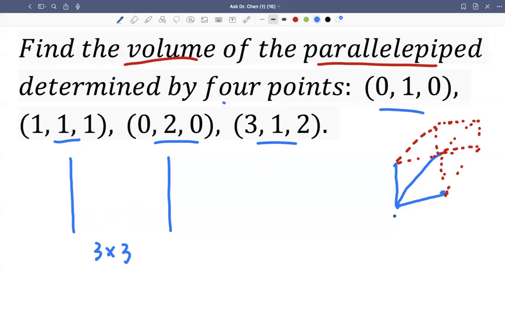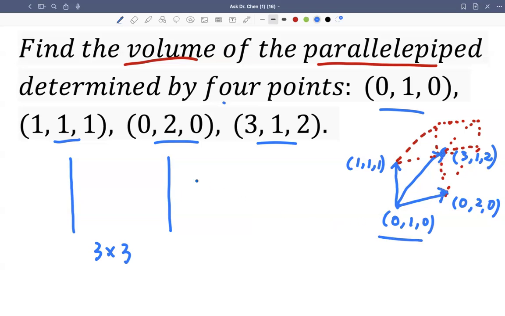Let's see, the initial point is 0, 1, 0. And this point is 0, 2, 0. And this point is 1, 1, 1. And this point here that is hiding is 3, 1, 2. Not exact, but just to imagine those as those. Because we're treating this as the initial vector, when we subtract this initial point from each point, we will get a vector of this, this, and this vector.